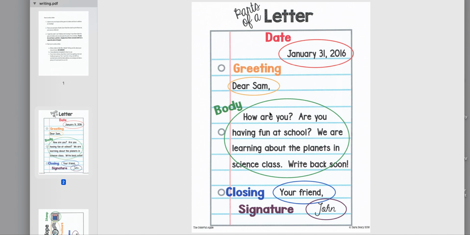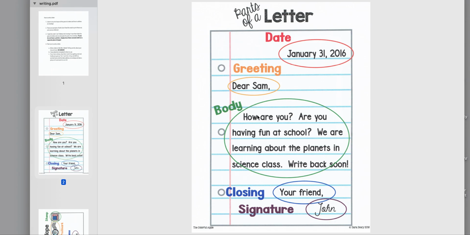Okay, so you write all the things you're going to write. You're going to skip a line, and then you're going to have what you call a closing. Your friend, love, sincerely. You can end a letter in lots of different ways. Again, you would add a comma, and then you sign your name. You always sign your name in cursive, and that's one of the benefits of us learning how to write in cursive, and I know we've talked about this, is that you know how to sign your name.